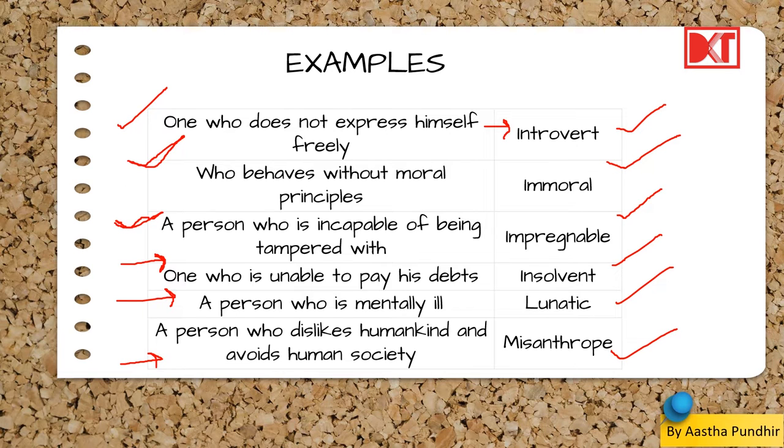All right, so that's how we're going to do one word substitution. You have a sentence or a group of words which can be substituted by another word, which means it does not create any ambiguity or confusion in its meaning. All right, this is one set of examples. Let's move on.